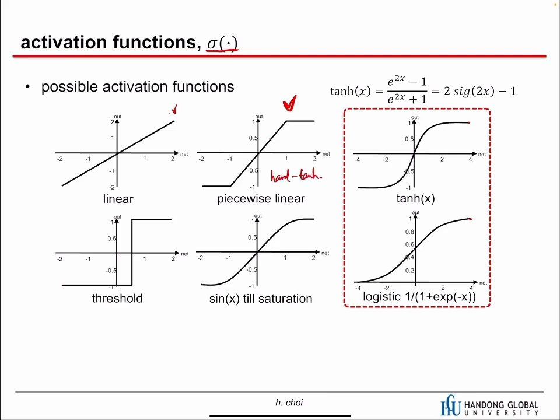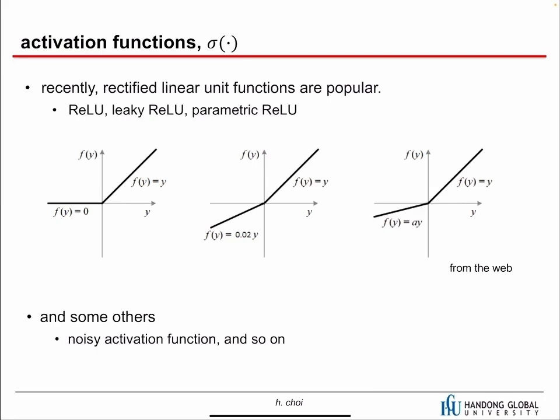So basically it looks the same, but we have a hard decision. Or we can use a threshold, which is not popular, and the sine function is not popular. In the deep learning era, we can use hyperbolic tangent, sigmoid, and sometimes hard hyperbolic tangent. And then recently, rectified linear unit functions are more popular. So ReLU is this one.